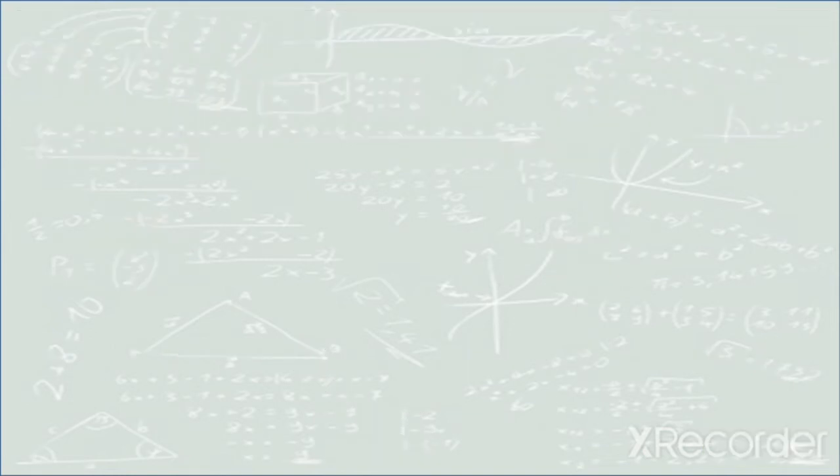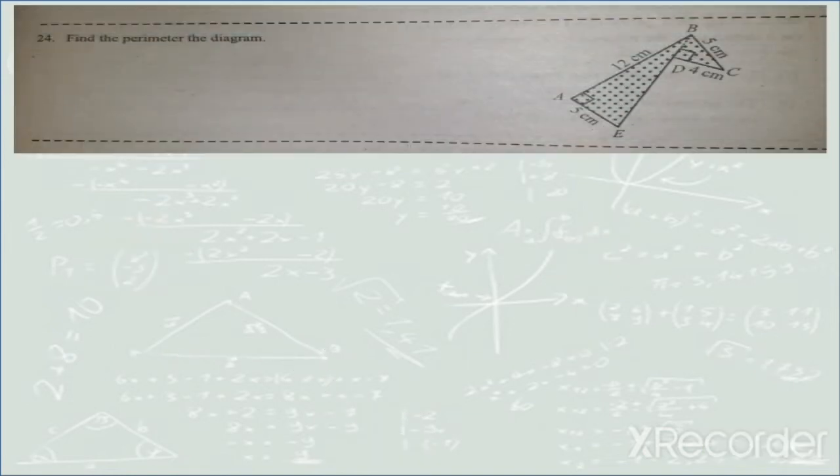Okay, let us move to the next question. The other question is question number 24. Find the perimeter of the diagram. For this diagram, they have not given ED length. So, therefore, we cannot find the perimeter yet.